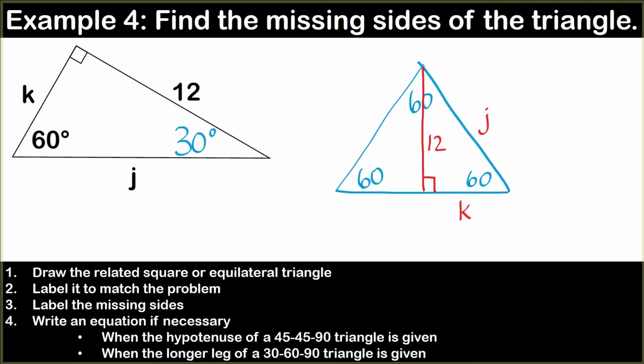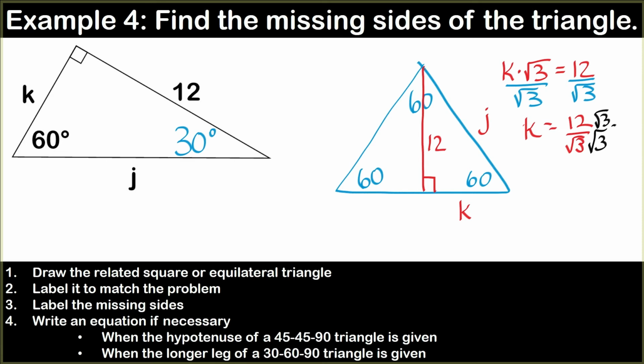So I'm going to have to write an equation. And here's how my equation is going to go. Normally, I take side K times root 3, and that will give me the height, which is 12. Now, when I solve this equation, I will know the length of side K. So I need to divide both sides by root 3, and I get K equals 12 over root 3, which is a fine answer, but again, we can't have a square root in our denominator.